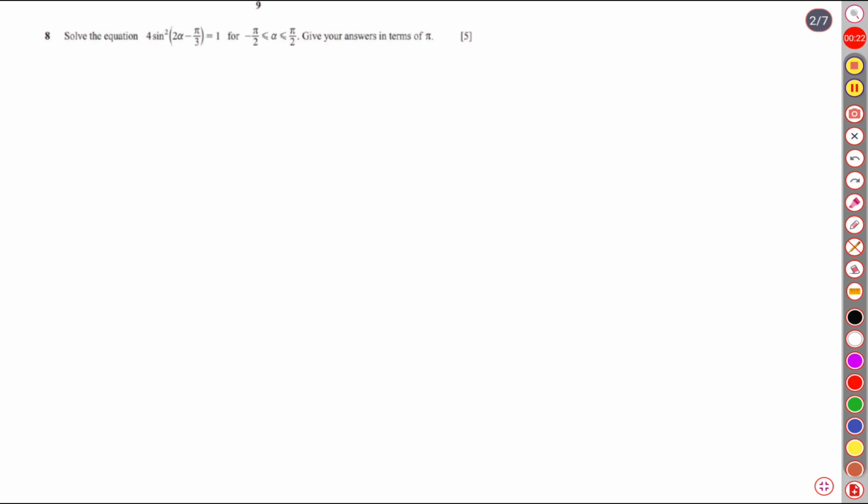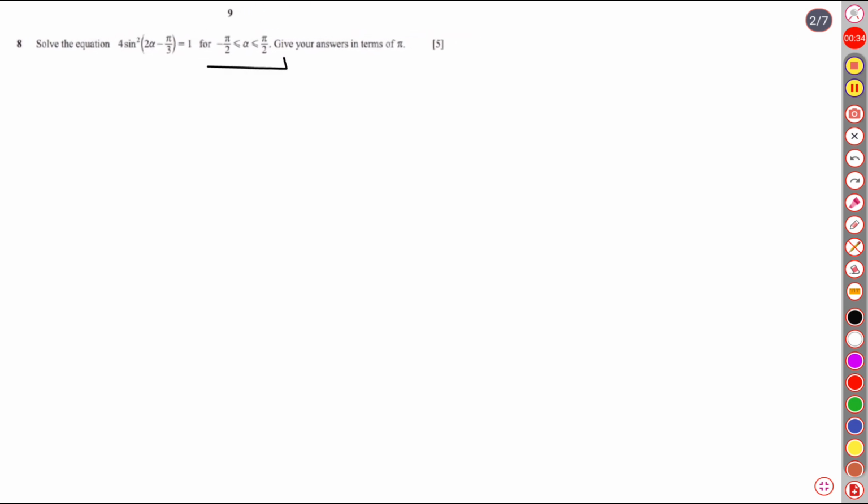Question number 8 says, solve the equation 4 sine square of (twice alpha minus pi over 3) equal to 1, for this domain. The domain is given as negative pi over 2 until positive pi over 2. So we'll have to define the domain again, because this is not the original sine graph. This is a transformed graph. First of all, we can start writing the solution.